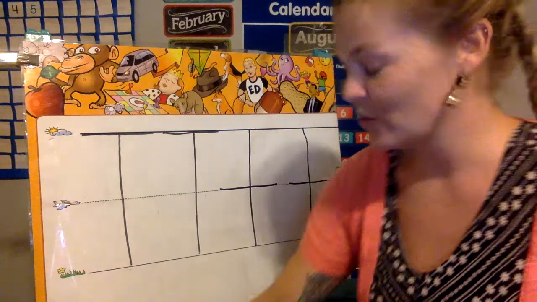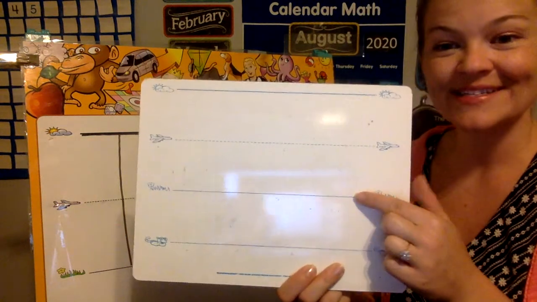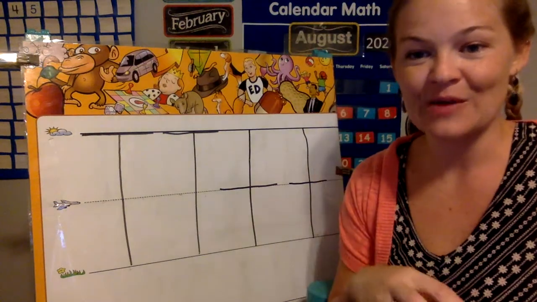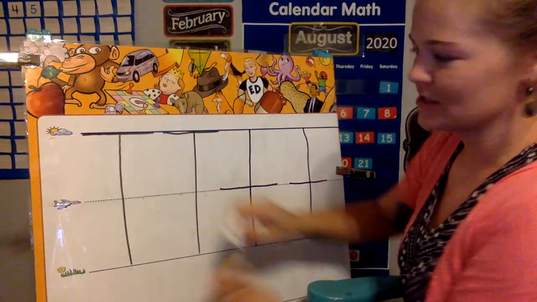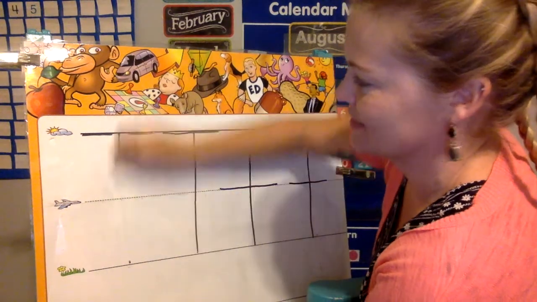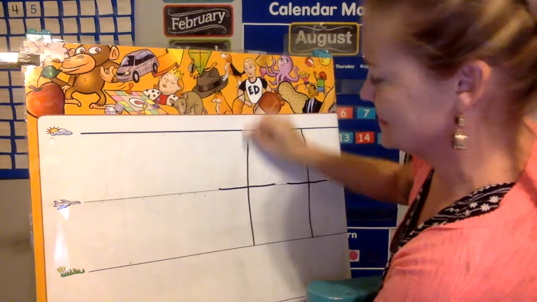All right, so the cool thing about these boards is that you can use your finger to erase them, or you can use a little paper towel to erase them. My big board doesn't erase as easily with my finger, so I'm going to use a little paper towel. It makes a good eraser. So you can go ahead and erase your T's.